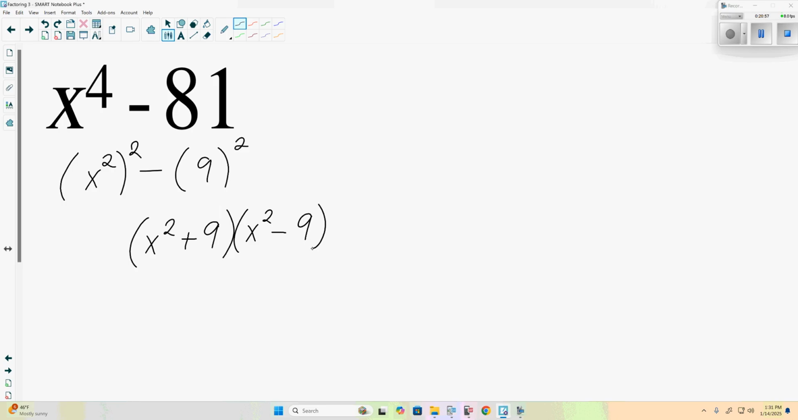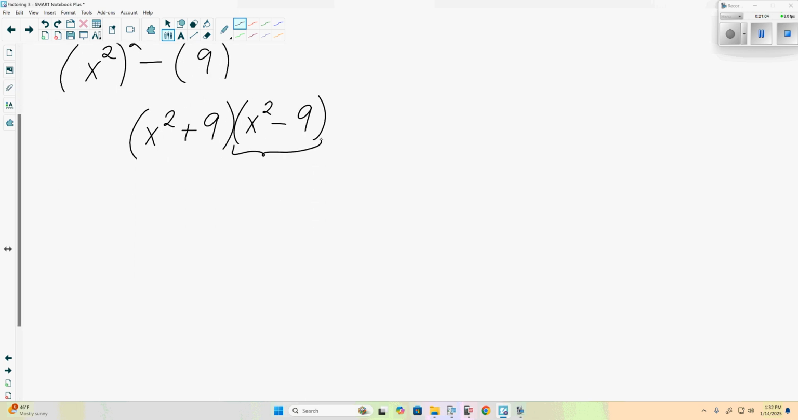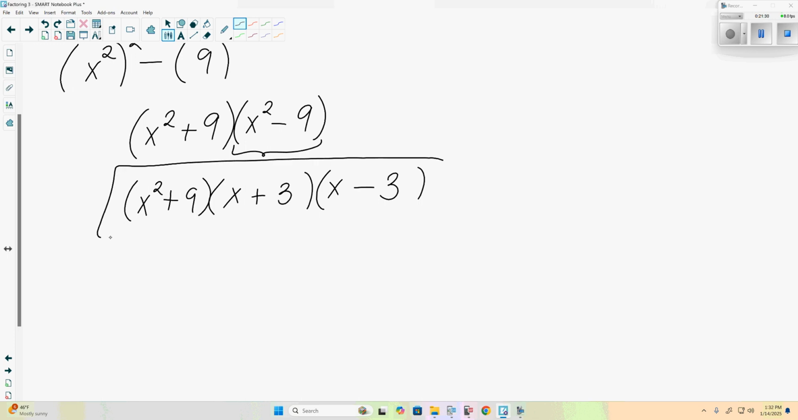Is 9 a perfect square? 3. So that means that this second set of parentheses is also a difference of perfect squares, yes? Now we don't have a sum of perfect squares, so x squared plus 9 does not factor. But the x squared minus 9 does, because what times itself is x squared? X. And what times itself is 9? 3. So this actually factors down further.